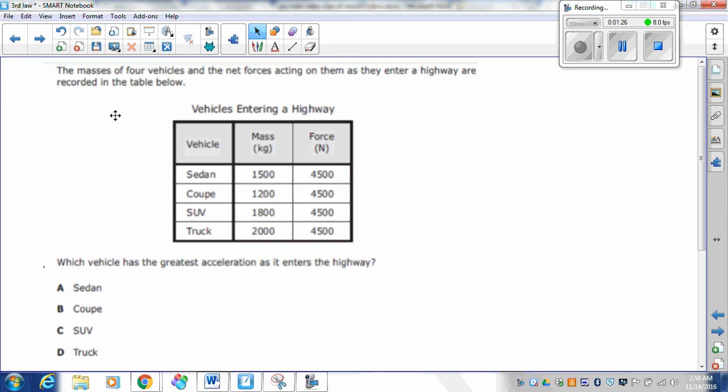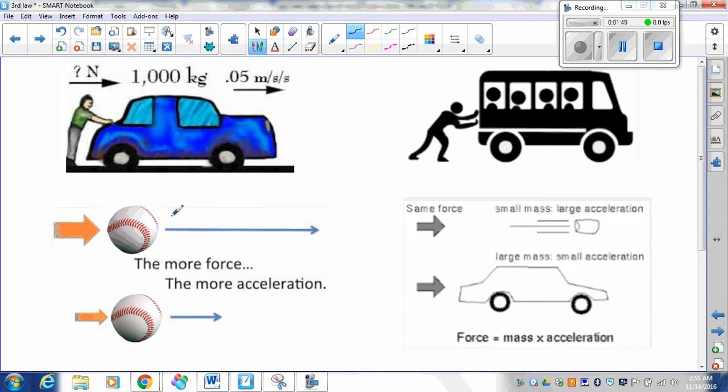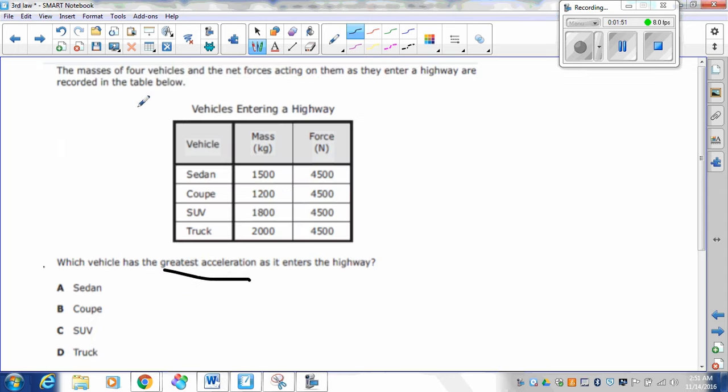So the masses of four vehicles and the net forces acting on them as they enter a highway are recorded in the data table. So all these are different masses. Now they all have the same force. Which vehicle has the greatest acceleration as it enters a highway? From what we talked about earlier, I know that if it's the same force, less mass is going to accelerate more, so that leaves me with the coupe. Answer choice B. That makes sense to me.